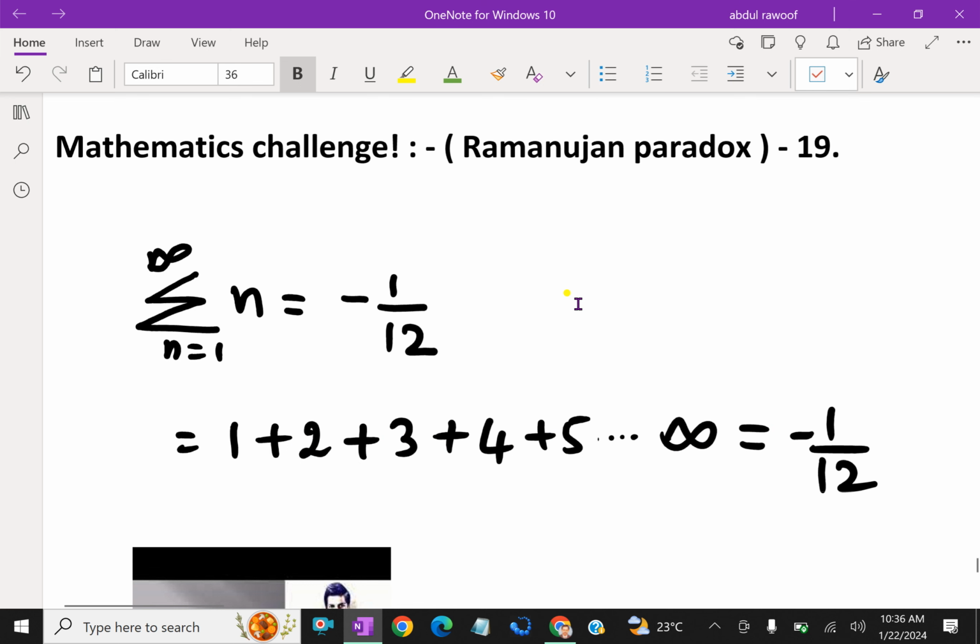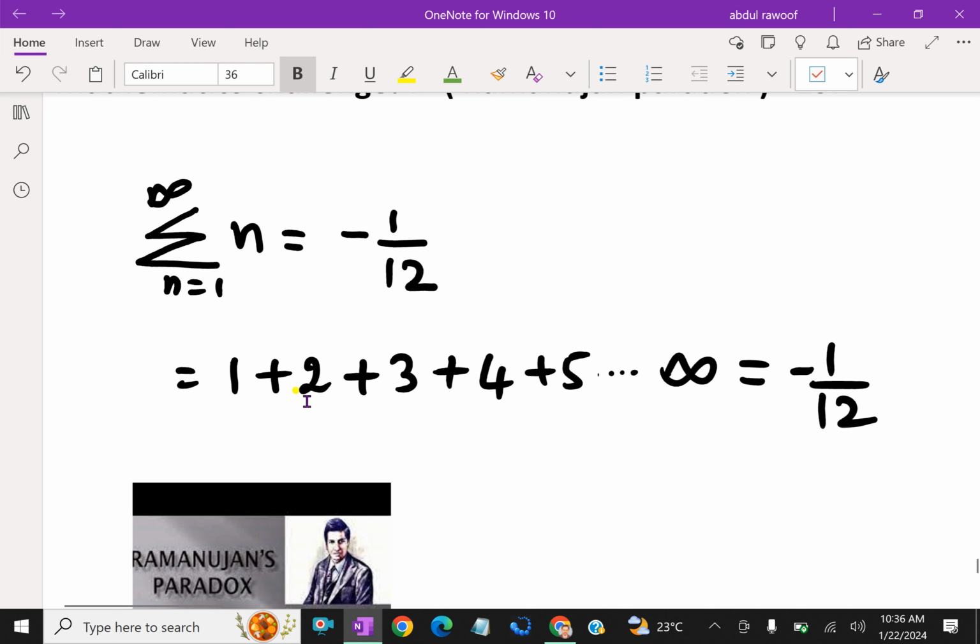How is it possible? A normal person can understand that adding natural numbers 1, 2, 3, 4, 5, 6 up to infinity, of course, gives infinity. Still, we are adding positive natural numbers, so of course the addition must be positive, but he gives a strange number, minus 1 over 12.